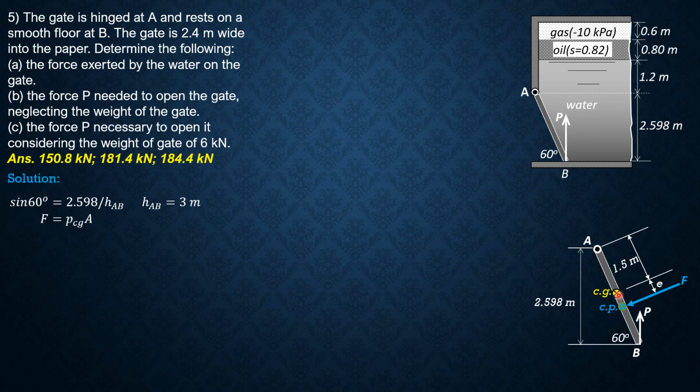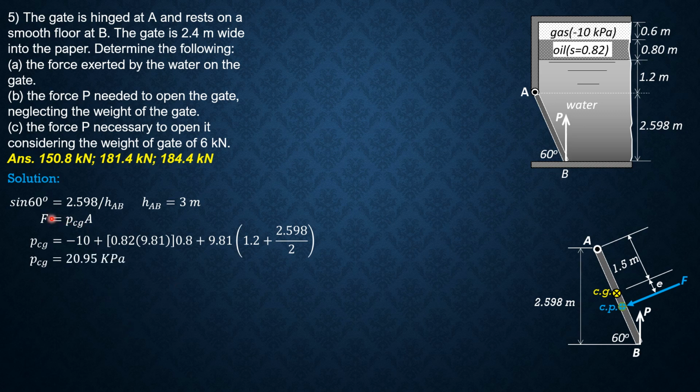So pressure at the center of the gate is equal to negative 10 plus 0.82 times 9.81 times 0.8, plus 9.81, because this is water now, times the quantity 1.2 plus half of 2.598. Half of 2.598, so we can locate the CG. So 1.2, this vertical distance to the centroid of the gate, is 1.2 plus 2.598 over 2. So the pressure at the centroid of the gate is equal to 20.95 kilopascals.